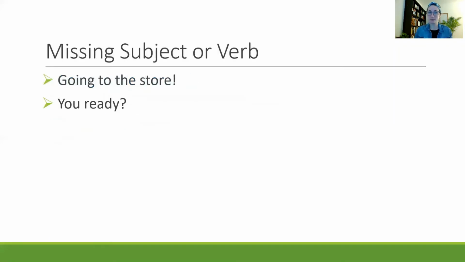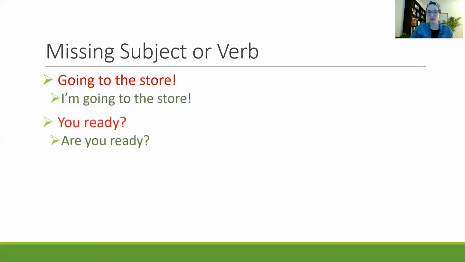Here are a couple more examples. The following two sentences are missing a subject or verb. So how would we correct them? Well, instead of saying going to the store, we could say I'm going to the store. Instead of saying you ready, we could add the verb: are you ready. Those are simple changes, but these are things that we use often in our speaking voices that we will need to correct in writing.